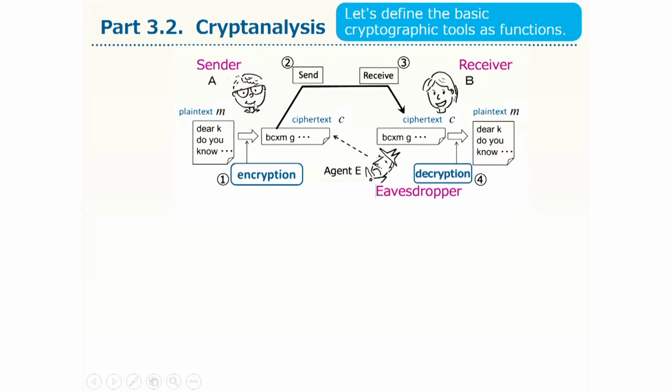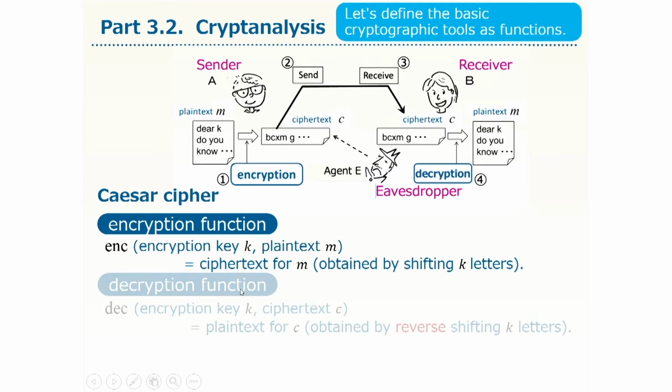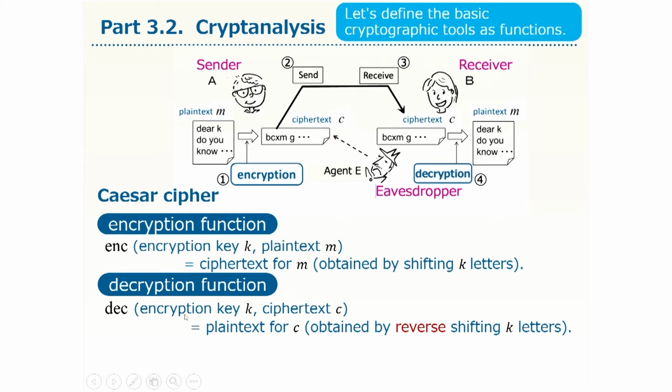Let's look at this basic flow in more detail. Considering this using functions should provide some clarity. As our example, let's consider the Caesar cipher and discuss what kind of functions are needed here. First, we need a function for encryption. Let's name it enc, E-N-C. The encryption function enc takes 2 arguments: the encryption key K, which reveals how many letters to shift by, and the plain text M. Then it provides a ciphertext for M, which is obtained by encrypting M, in other words, shifting it by K letters in the alphabet. In contrast, a decryption function takes the encryption key K and ciphertext C, and then decrypts C by shifting K letters in reverse, thus providing the plain text for C.